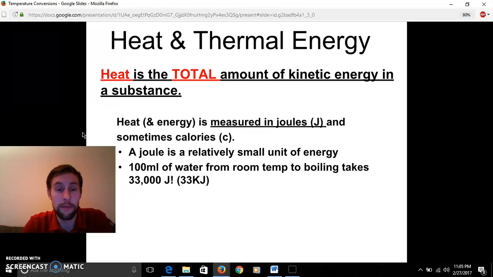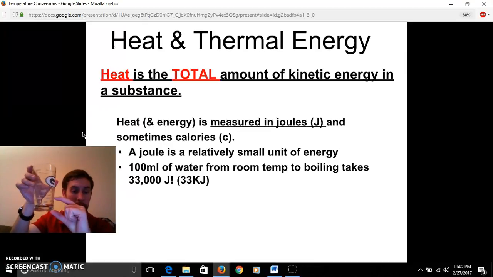Because if you take 100 milliliters, which is like, I don't know, that much water.